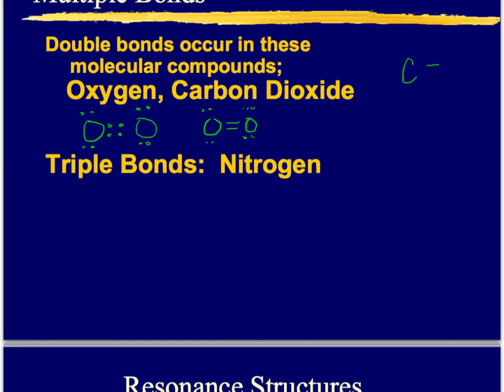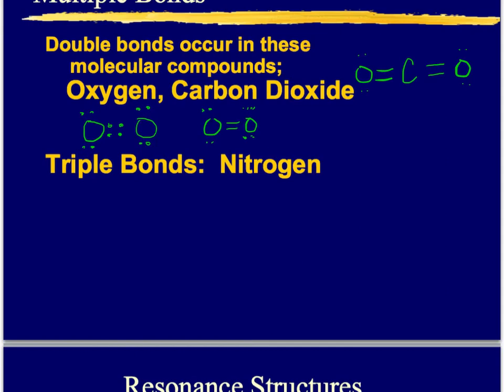The other one is carbon dioxide. So carbon would be in the middle. Oxygen would be on the outside here. Put our valence electrons in for each oxygen. Now if we were to count around carbon, carbon's got 8 electrons. Each oxygen has 8, so it's satisfied, so we know we're drawing the correct structure.